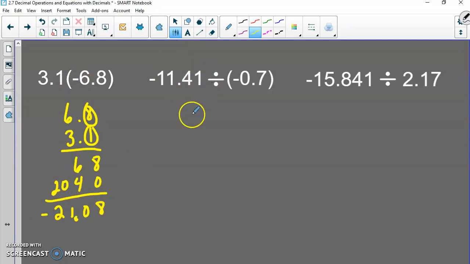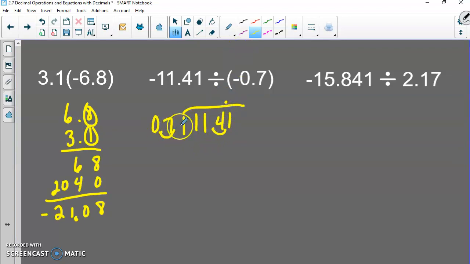Okay, nobody likes division, but we're going to do it. When you're dividing numbers, the first number goes in the box. So we have 0.7 divided into 11.41. I want to make this a whole number, so I'm going to move the decimal one place. And I'm going to move the decimal one place here. And then I bring it up here. Okay. So let's start dividing.